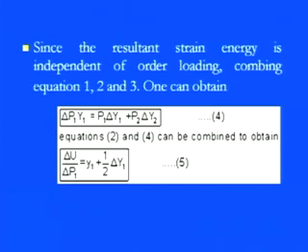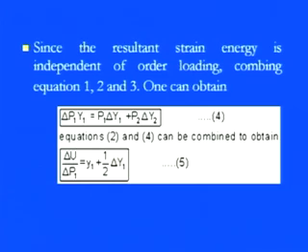Since the resultant strain energy is independent of the order of loading, whether the load first comes on P1 and then P2, or first on P2 and then P1, it doesn't matter. So the equation which I have shown you here can simply be equated on both parts, and then we obtain delta P1 into Y1 is equal to P1 delta Y1 plus P2 delta Y2.